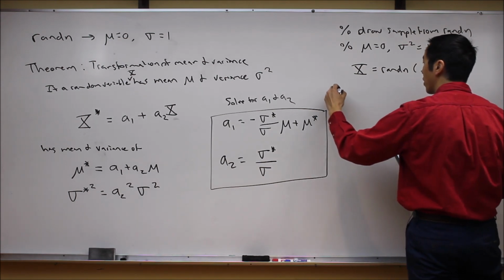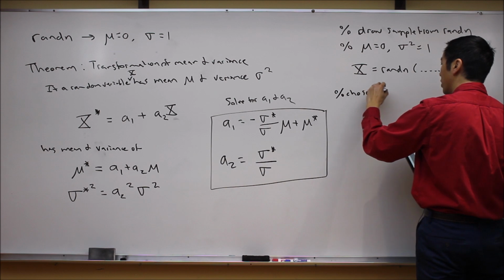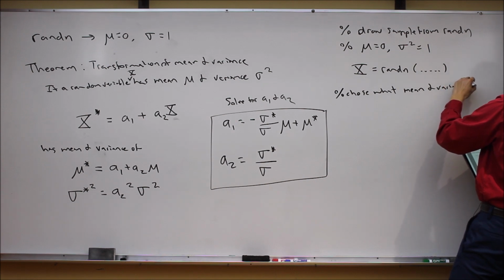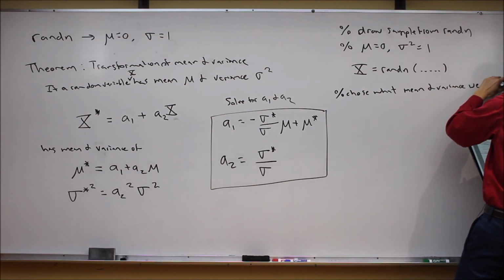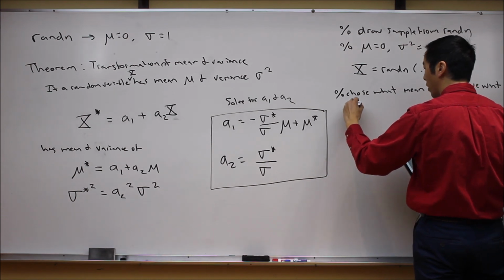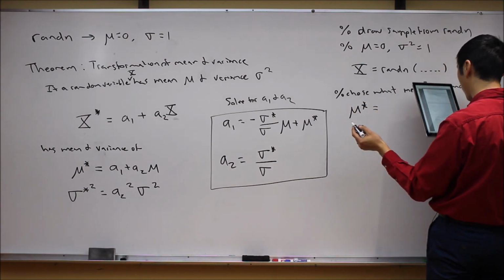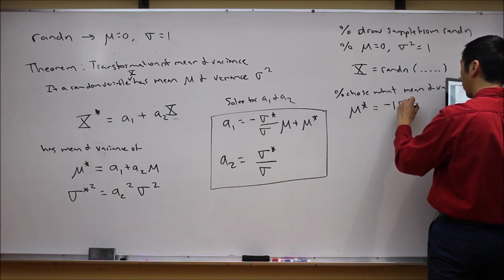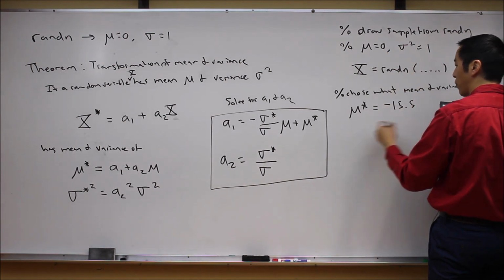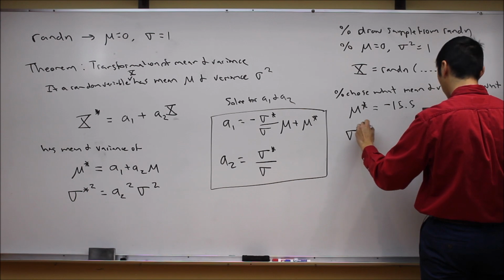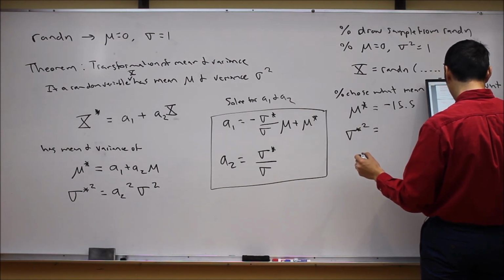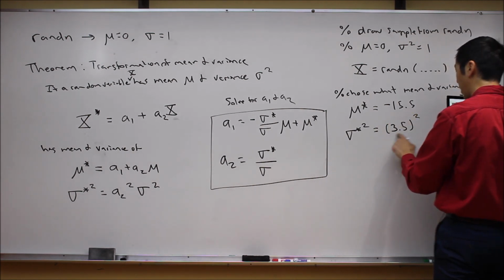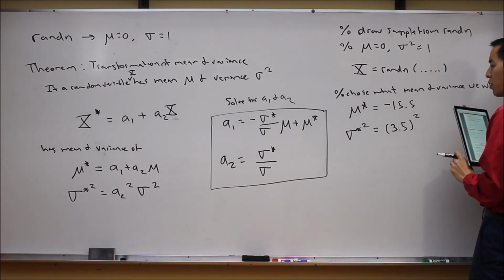Now what I want to do is choose what mean and variance we want. So you get to pick: I want to simulate this thing to have a mean of, let me make up something, minus 15.5. So I don't want the mean to be at 0. I want the mean to be at minus 15.5. And I want a variance of 3.5 squared. So it's a standard deviation of 3.5. This is what I want the new samples to be.